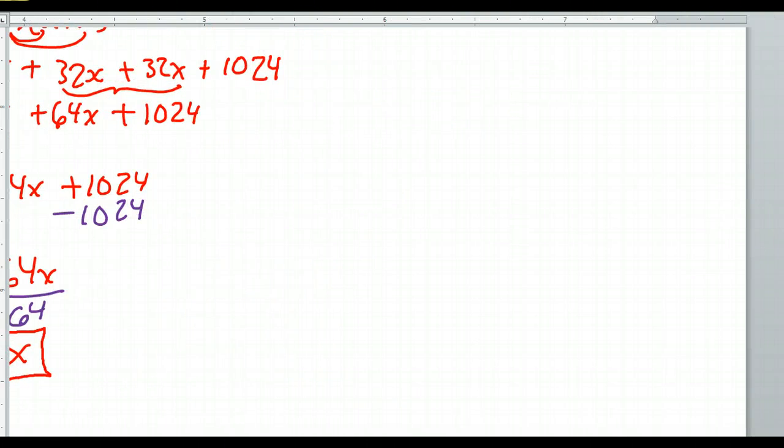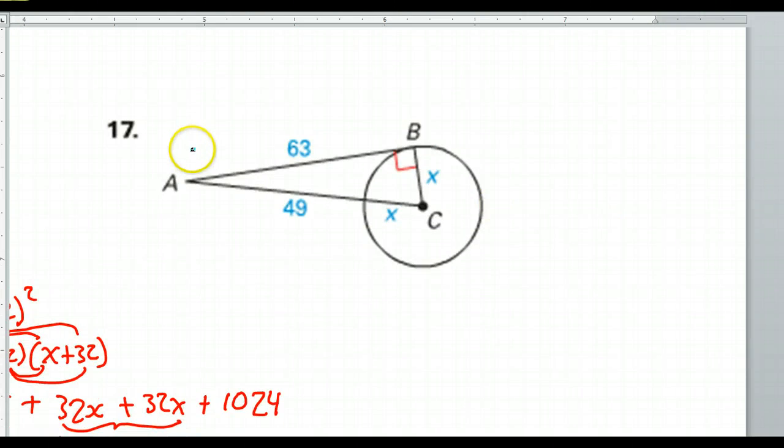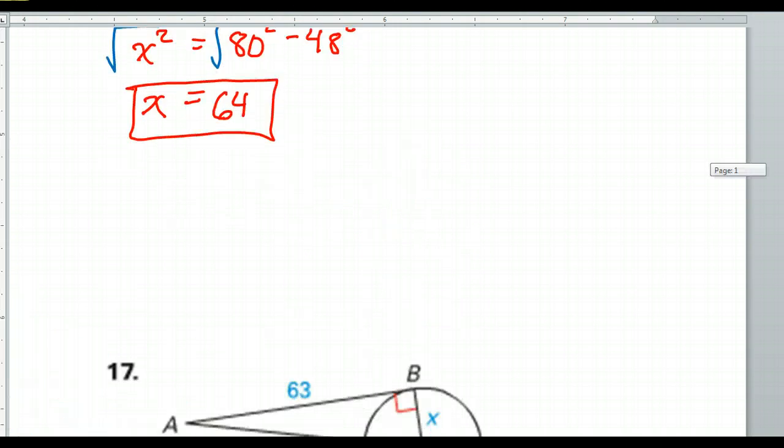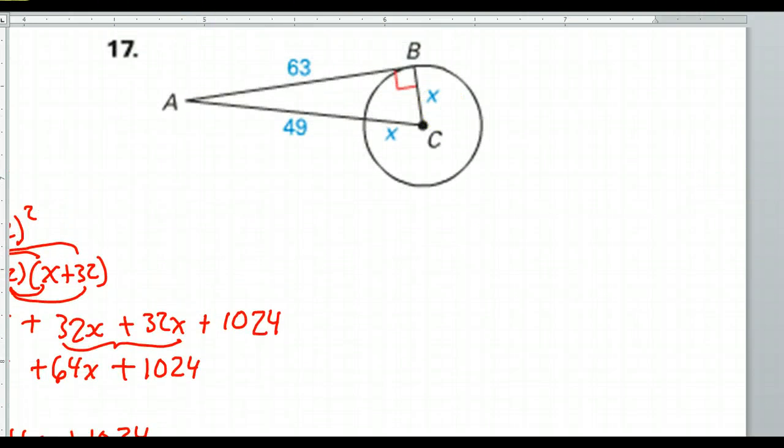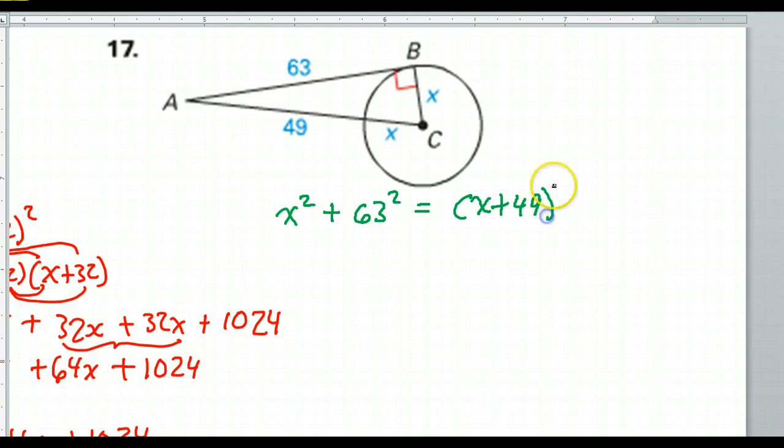Okay, not too shabby. Alright, let's do number 17. Once again, it's really the same thing. So here we go with our Pythagorean theorem. So it's going to be x squared plus 63 squared is equal to x plus 49 squared. Because this is the exact same thing as what I just did, I think I'm going to do this in time lapse, fast forward motion.